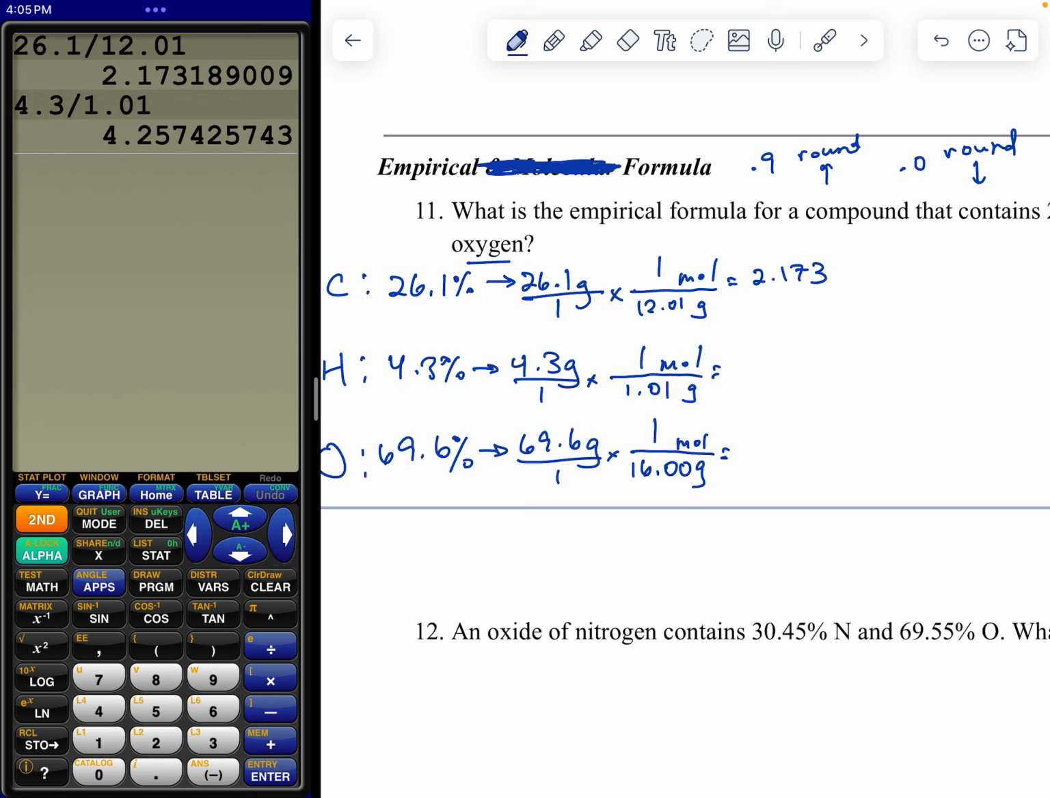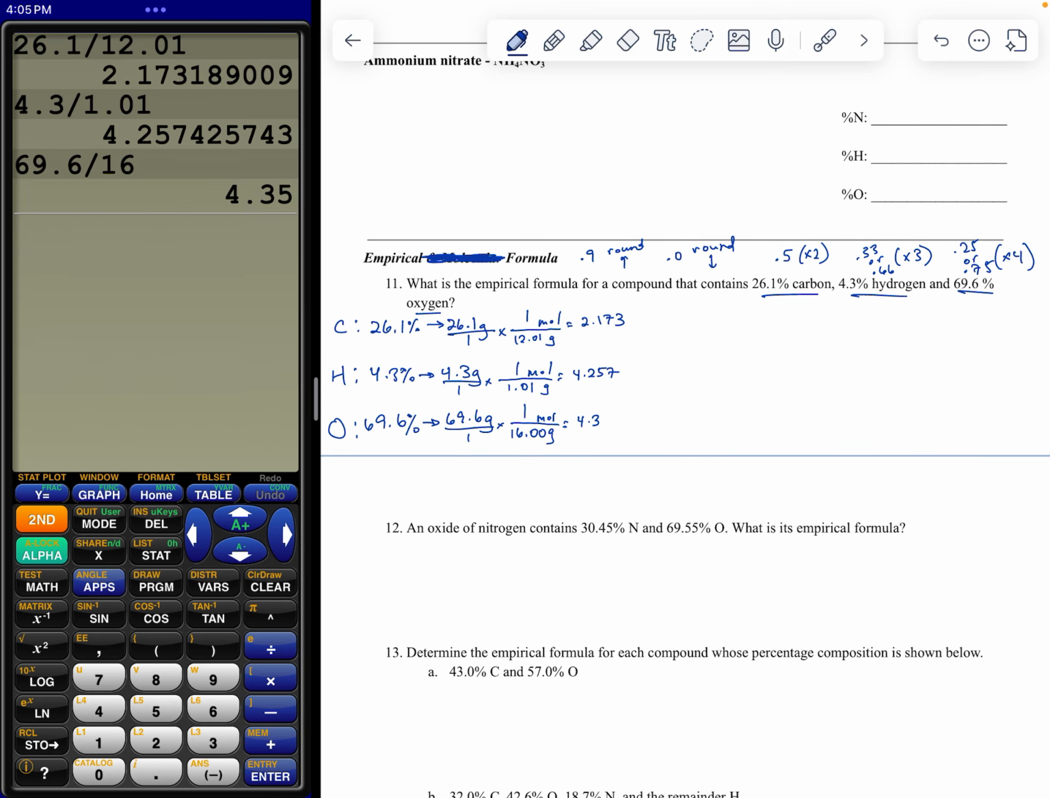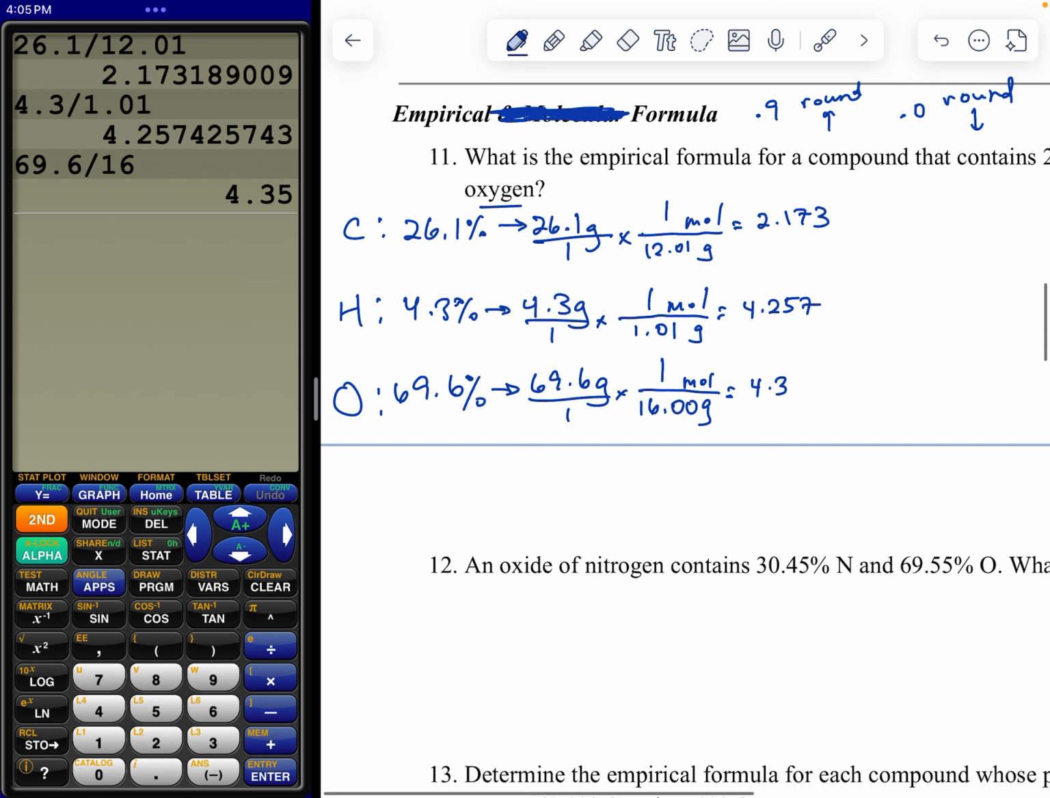I'm going to do the same thing for the others. 4.3 divided by 1.01, 4.257. And 69.6 divided by 16, and we get 4.35. All right. And so now what I have to do is I have to identify out of those mole values, right? Because we just calculated moles, which one is the smallest? And we identify that the smallest is the 2.173. And so that's what we're going to use to create our mole-mole ratios. So we're just going to divide. Oh, I'm sorry, that was 4.35. Whoa.